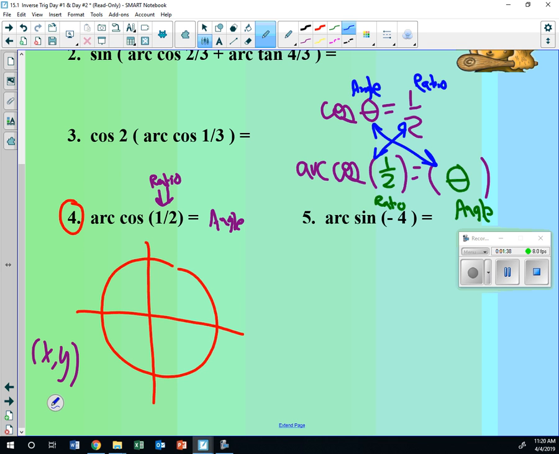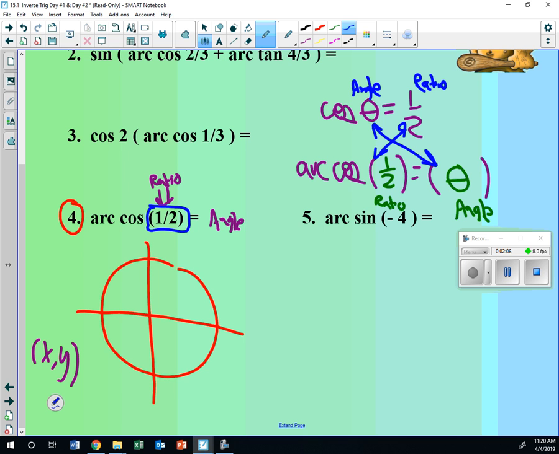So here's what I want you to think about from here on out with this chapter. When you see arc or inverse cosine, what you want to remember is that the ratio is what goes in there next to arc and inverse, ratio. It's not going to be a degree. It's going to be a ratio. And so if that's what the ratio is, we're going to be looking for an angle.